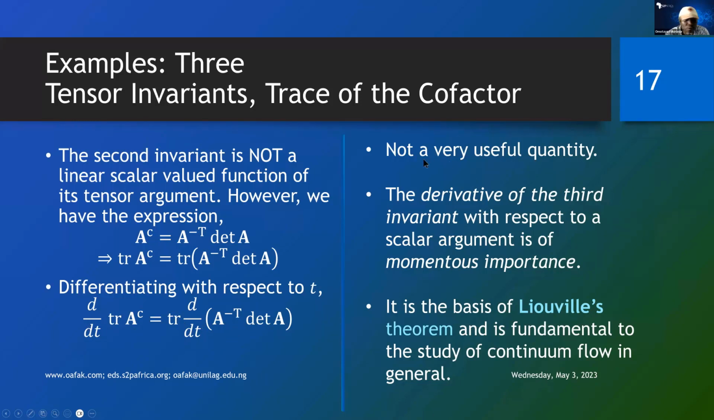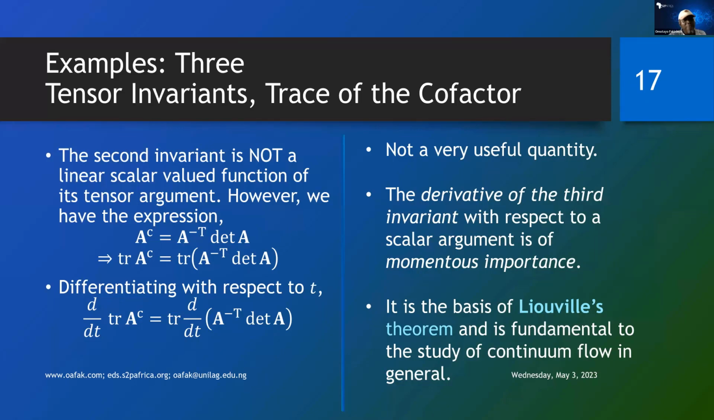Not a very useful quantity, but the relationship is a valid relationship. Let us now go to the third invariant. The derivative of the third invariant with respect to a scalar argument is of momentous importance. It is the basis of the theorem and is fundamental to the study of continuum flow in general. So let us take a look at that.